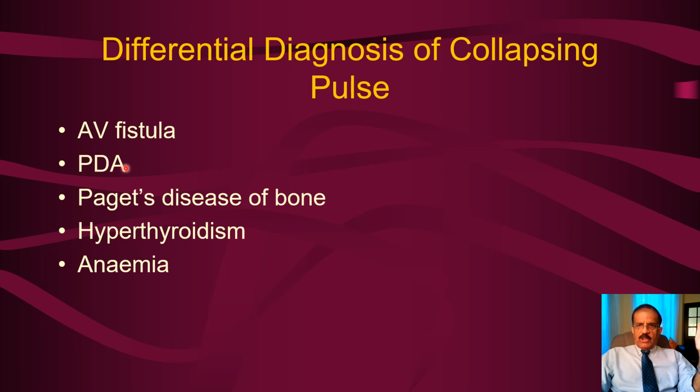Patent ductus arteriosus may also cause collapsing pulse. Paget's disease of bone, because there is a lot of vasodilatation, can cause collapsing pulse. Hyperthyroidism will cause at least high volume pulse, and anemia will also cause high volume pulse. So these are the conditions which can cause a pulse similar to the pulse we see in aortic regurgitation. But I think we always say that if you have a classical collapsing pulse, it is very likely that this is a case of aortic regurgitation rather than any of the other conditions listed here.